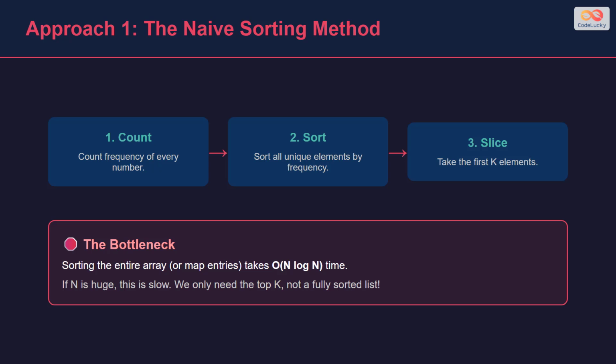A common first thought is to simply count everything and then sort the counts. We count the frequency of each number, sort them from highest to lowest, and take the first k. However, sorting takes n log n time. If the input array is massive, this can be too slow.